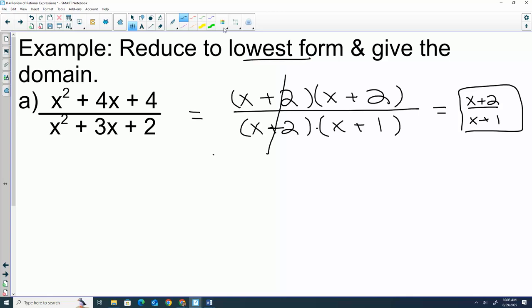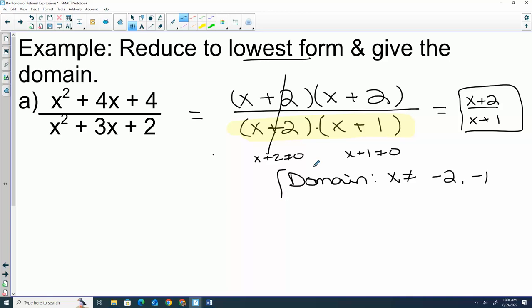That's my lowest form. But I also asked for the domain. So domain is telling me what x cannot be, and that is based off the original problem before you cancel things out. So I have to think back to this denominator. What can x not equal there? -2 and -1, because you set each of those equal to 0. x plus 2 can't be 0. x plus 1 can't be 0. Do you know where I got that domain if I don't show my work for working it out? Okay. Any questions there?